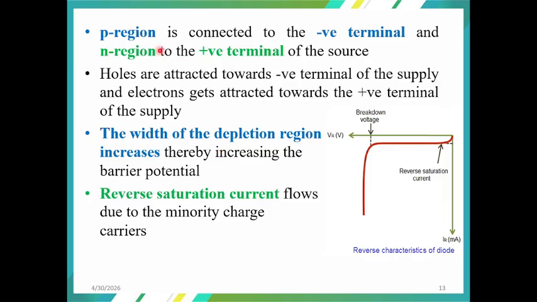Now, as we discussed in the previous slide, the P region is connected to the negative terminal, and the N region is connected to the positive terminal of the source. The holes are attracted to the negative terminal of the supply, and electrons are attracted towards the positive terminal of the supply. The width of the depletion region increases, thereby increasing the barrier potential. The reverse saturation current flows due to minority charge carriers. Here you can see the VI characteristics plot of the reverse biasing mode of operation. Here we have the voltage, and here we have the current. Now you can see there will be a plot. This plot shows the reverse leakage current, which is called the reverse saturation current.